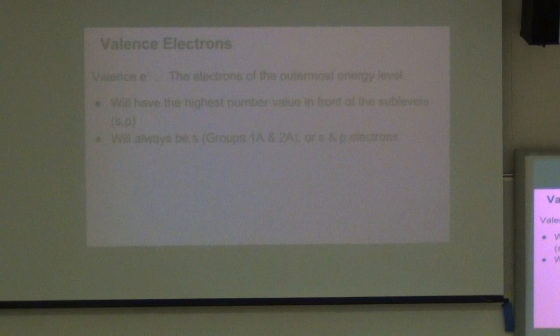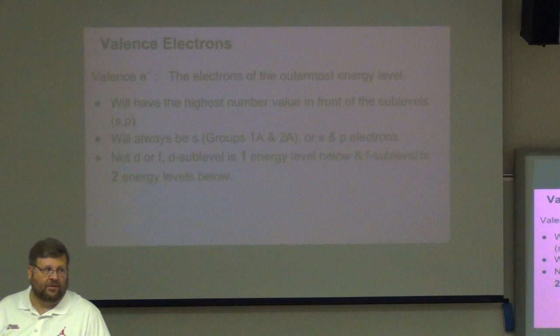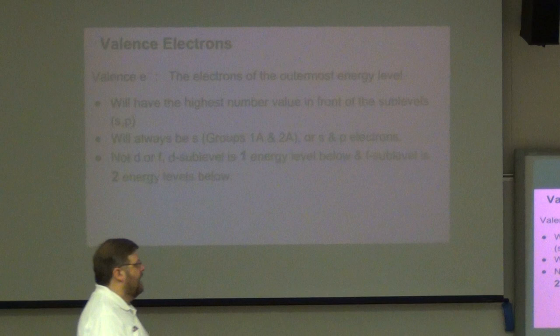And lastly, it's not going to be a d or f. You can probably just put a period there. The rest of this is just explaining, because if you remember, we've seen before that the transition metals in the middle are one energy level down. The 3d's are in the fourth period, the 4d's are in the fifth period. And then the f's, those inner transition metals down at the very bottom, are two levels away. That bottom row is the 4f's, but it's found within the sixth period. And the 5f's are found within the seventh period on the periodic table.